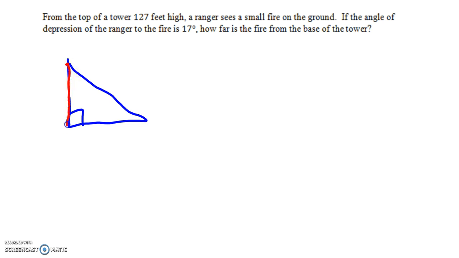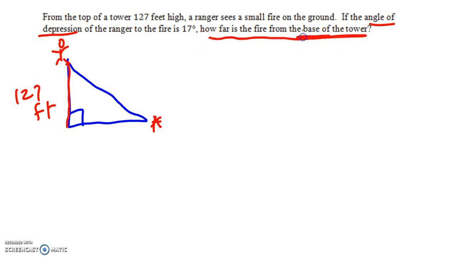So we have a tower. It's 127 feet high. A ranger sees a small fire on the ground. So there's probably a person on the top of this building. We'll talk about the angle of depression in a minute, but our goal is to find how far the fire is from the base of the tower. And base means bottom of the tower. So if I want to go from the fire to the base, this is the value I'm going to be looking for.